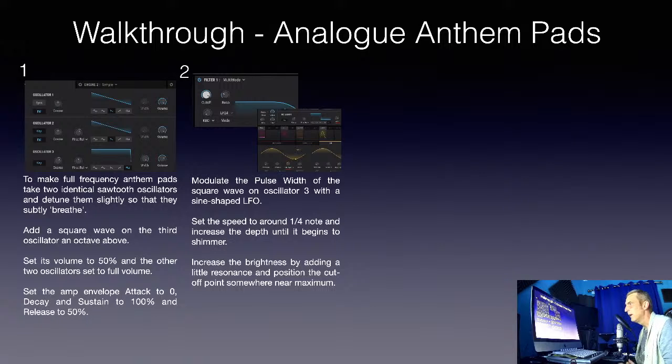Then we modulate the pulse width of the square wave on oscillator 3 with a sine shaped LFO, and this is one of the reasons I picked Pigment, because it's very good for this kind of stuff. It's really easy to set up an LFO and assign the depth how much you want really quickly, and I'll show you that. Set the speed to around 1/4 note and increase the depth until it begins to shimmer. Increase the brightness by adding a little resonance and position the cutoff point somewhere near maximum.